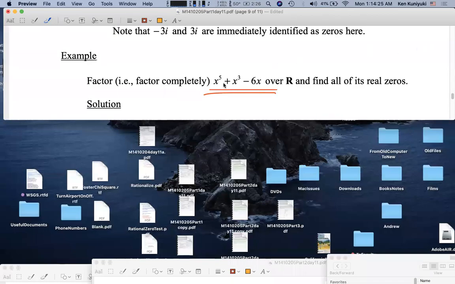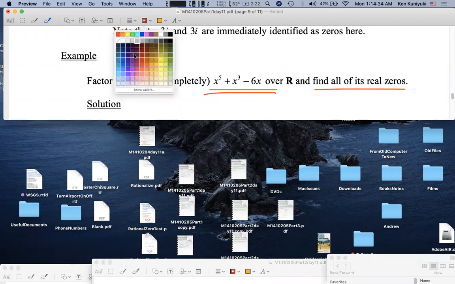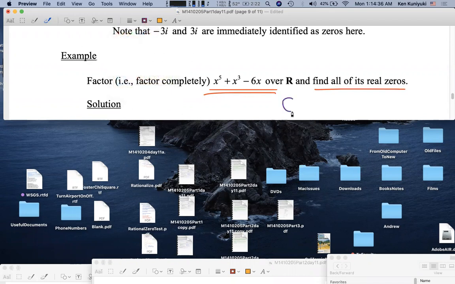Hi everyone. In this example, we're going to factor this fifth-degree polynomial over the reals, R, and find all of its real zeros. And then we're going to factor this polynomial over C and find all of its complex zeros. Okay, so first off, when we factor this, what is the first thing we factor out? We normally try to factor out its GCF first. What is the GCF? Here, the GCF is x.